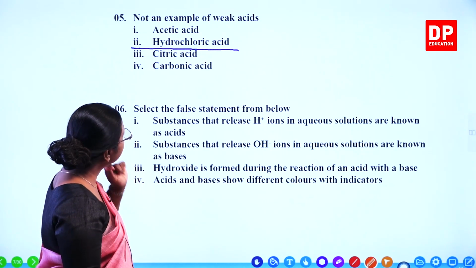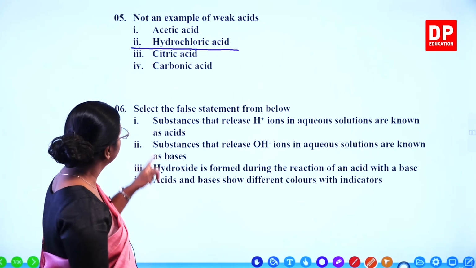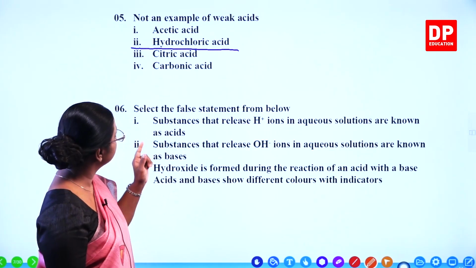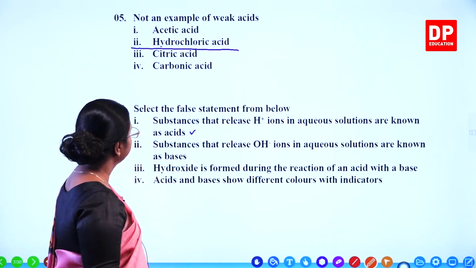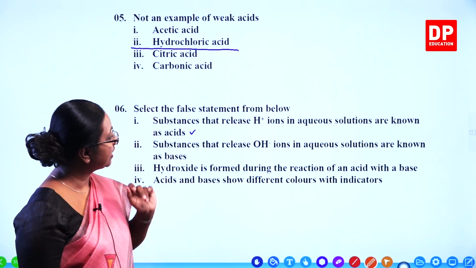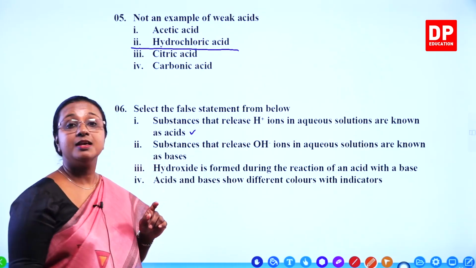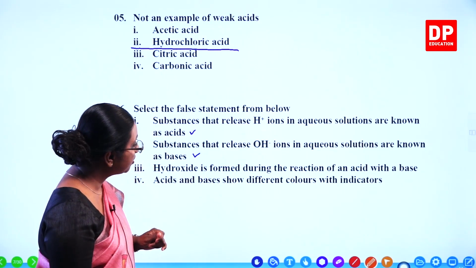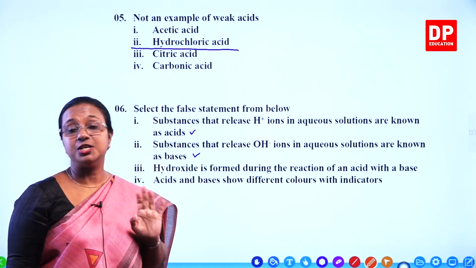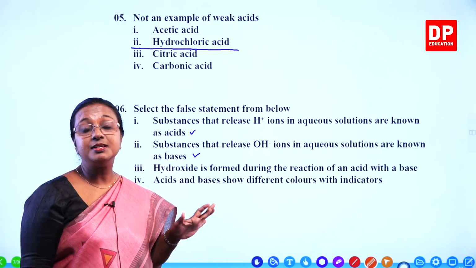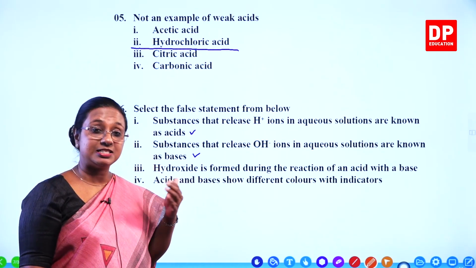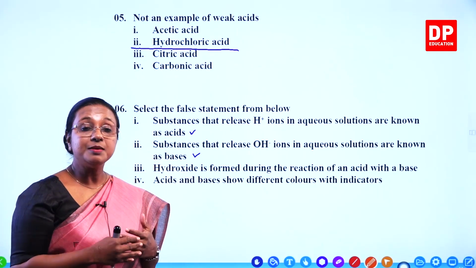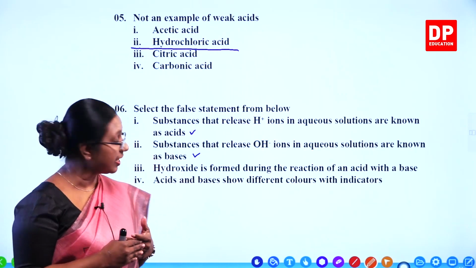Then the next one. Select the false statement from below. Substances that release H+ ions in aqueous solutions are known as acids. That's correct. Substances that release OH- ions in aqueous solutions are known as bases. That is also correct. Hydroxyl ions. Hydroxide is formed during the reaction of an acid with a base. No. Hydroxide is present in a base. When a base dissolves in water, hydroxide ions are released. So the base itself is hydroxide, sodium hydroxide.